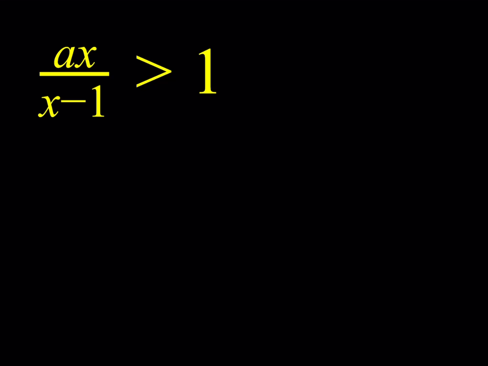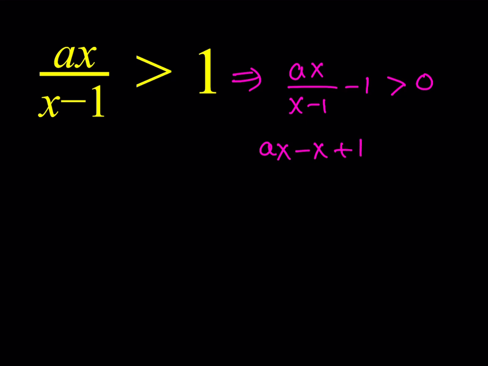We're going to subtract 1 from both sides. So let's go ahead and get started. The first thing I'm going to do is subtract 1 from both sides. This way, I'll be getting a 0 on one side of the inequality, which is what we want. And then you'll make a common denominator. You know the drill, right? ax minus x plus 1 over x minus 1. You want this to be greater than 0. And then if you simplify this a little bit more.